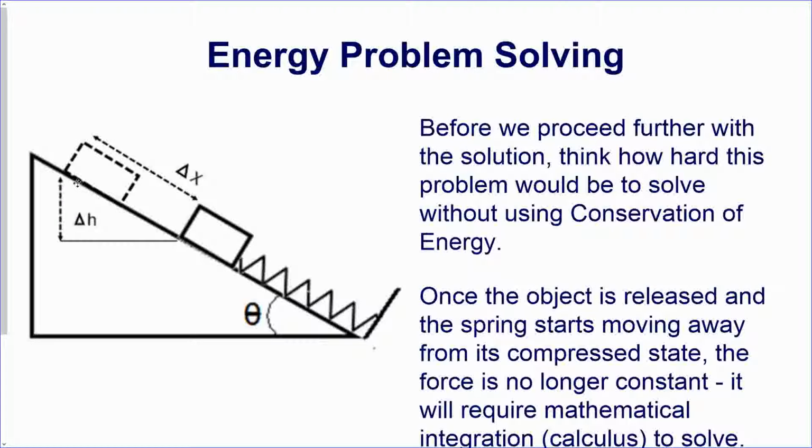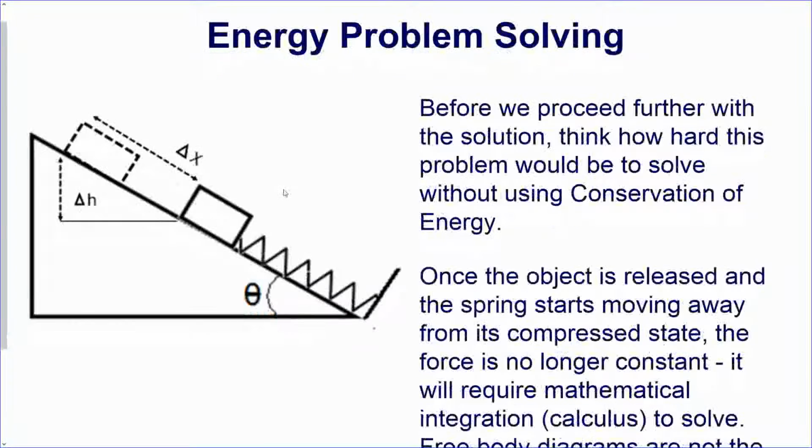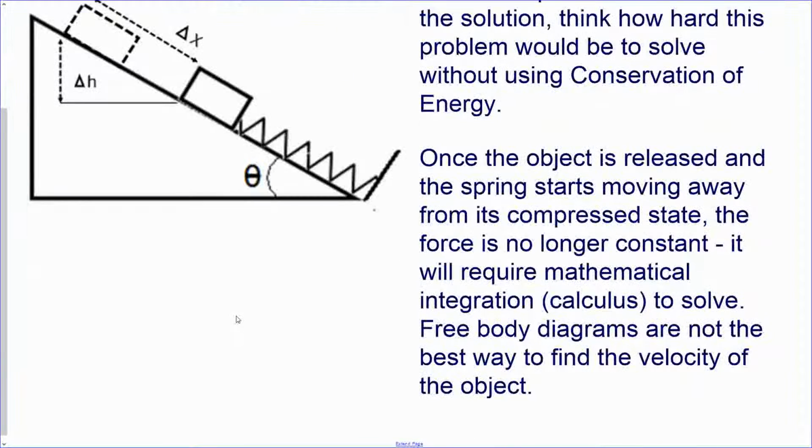Before we proceed further with the solution, let's think how hard this problem would be to solve without using conservation of energy. Once the object is released and the spring starts moving away from its compressed state, the force is no longer constant. It will require mathematical integration or calculus to solve. Free-body diagrams are not the best way to find the velocity of the object. They're great in finding forces or the net force, but not velocities.